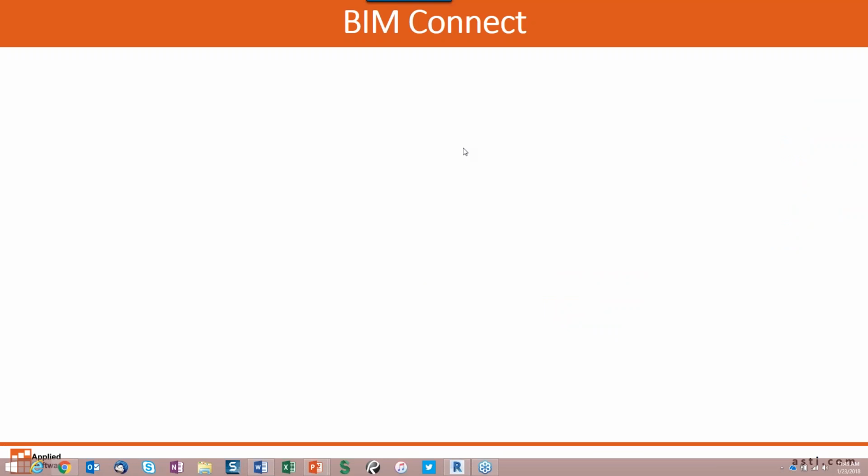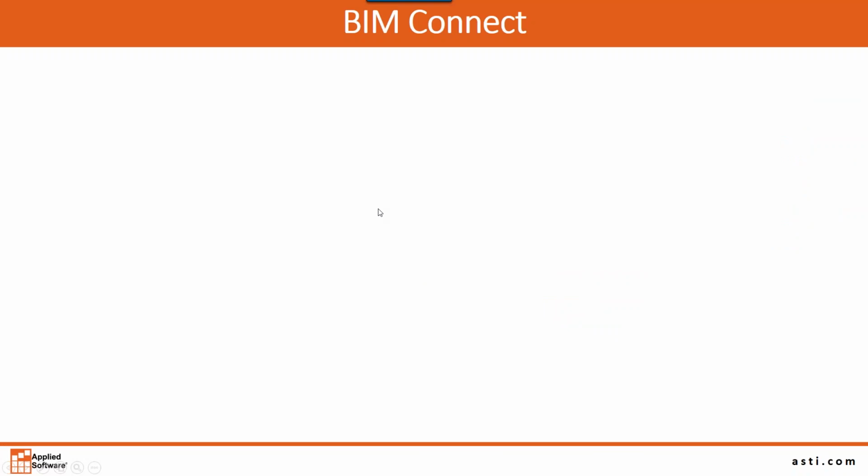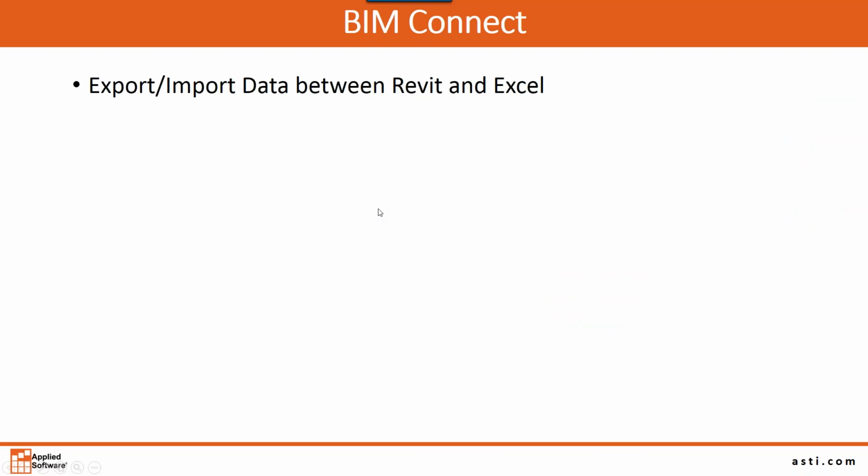Okay, so I'm going to talk about BIM Connect, the other half of this presentation. BIM Connect is essentially a tool that allows you to import and export data between Revit and Excel. So there's maybe a case where you'd like to edit the data in a more efficient manner than what we can typically do in Revit, and Excel a lot of times will serve that purpose.